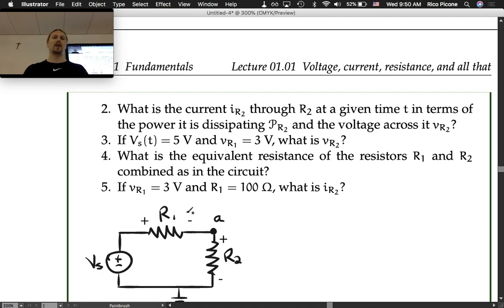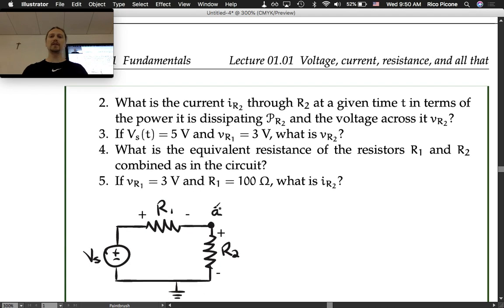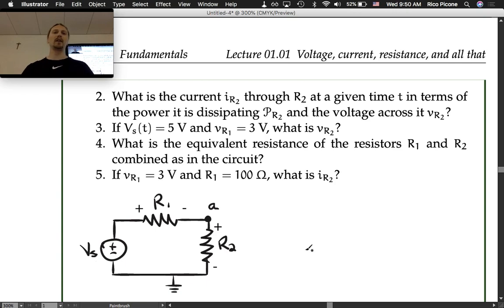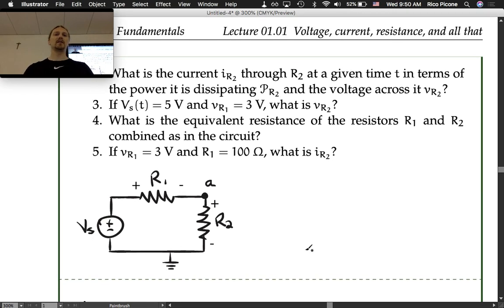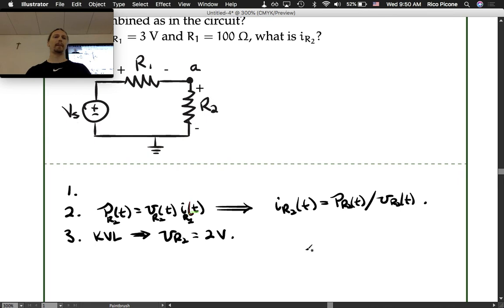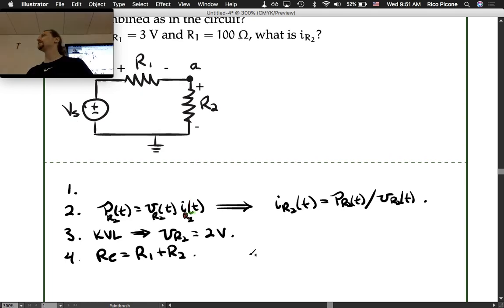4. What is the equivalent resistance of the resistors R1 and R2 combined as in the circuit? R1 plus R2. The equivalent resistance, they're in series, right? They share one node and no other element connects there. Siri keeps thinking I'm talking to her, but I'm not. R1 plus R2. They're in series, and we just have the sum.